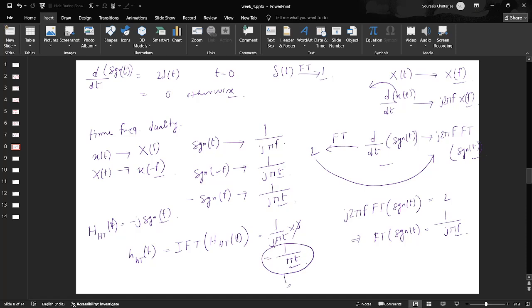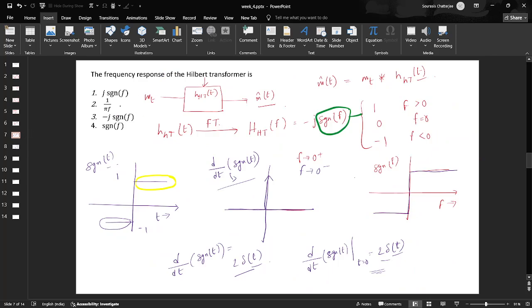So let me write it down here. Equivalent time domain impulse response of Hilbert transformer. So the frequency response, as we have seen, is this.